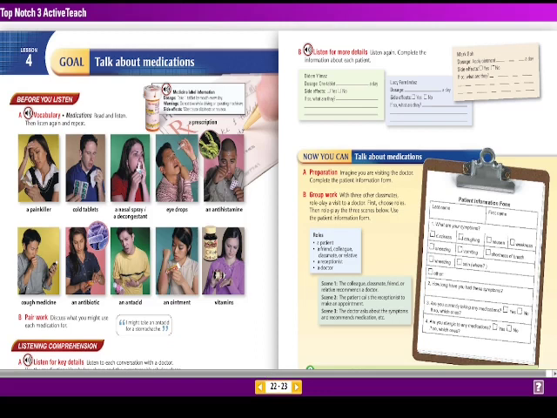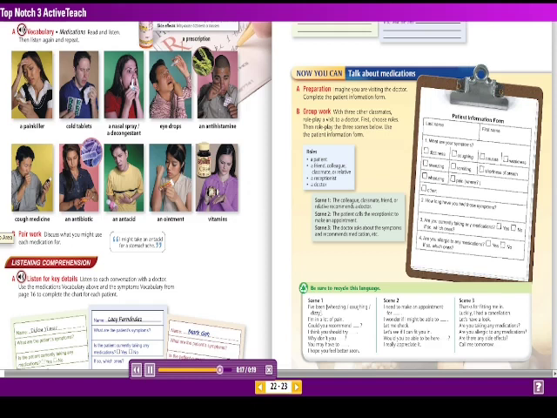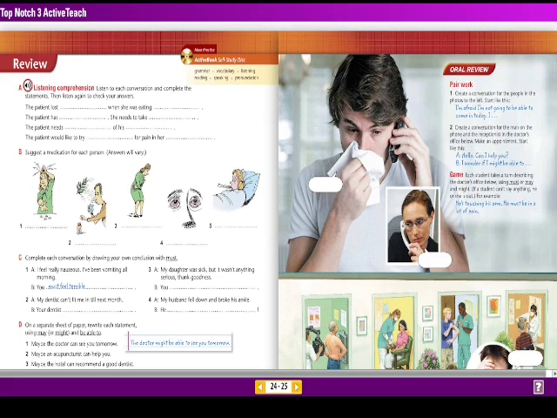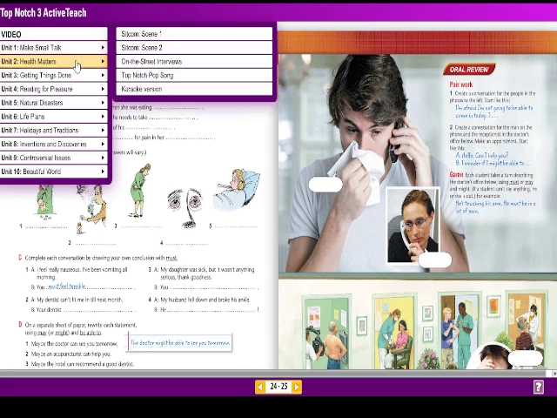On the label of the medicines, we can get some words. Let's listen to those words. Page 22. Medicine label information. Listen and repeat. Dosage. Warnings. Side effects. A prescription. So, now let's listen to the videos, okay, of this unit.